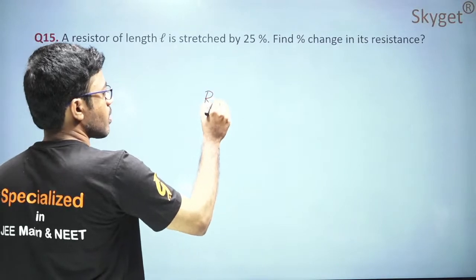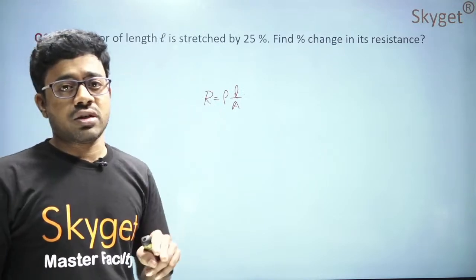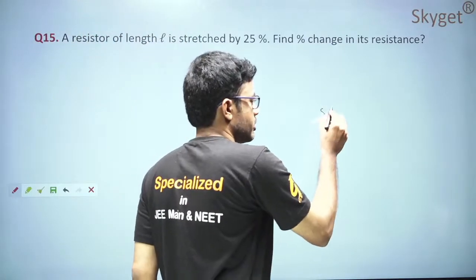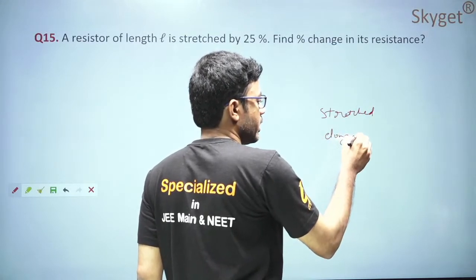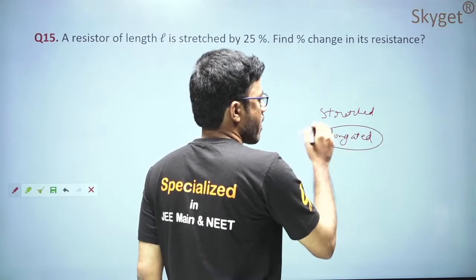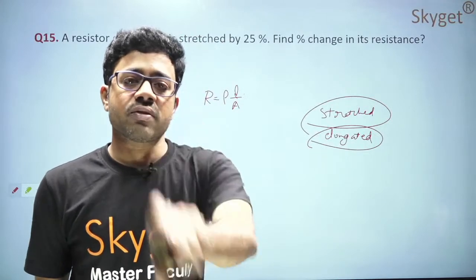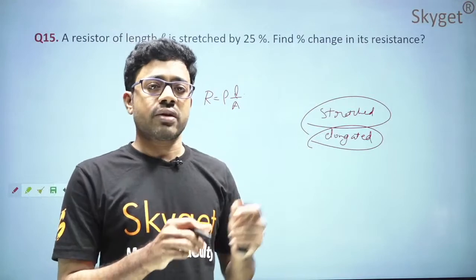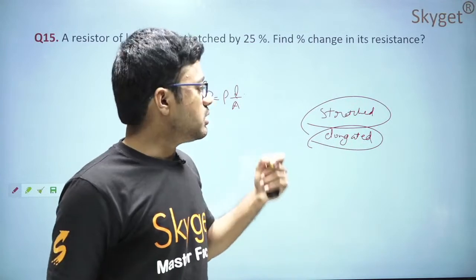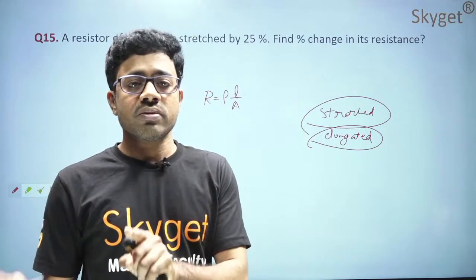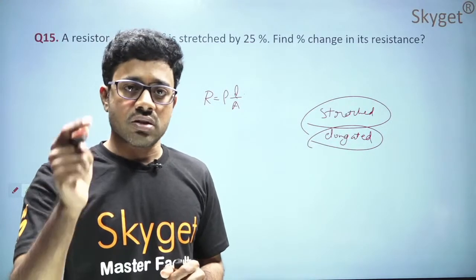R is equal to rho L by A. But here it is stretched. Whenever he says stretched or elongated, these types of words, what you should remember is that the volume of the wire will remain constant. When the problem says the resistor of length L is stretched or elongated, you have to remember that the volume of the wire will always remain constant.